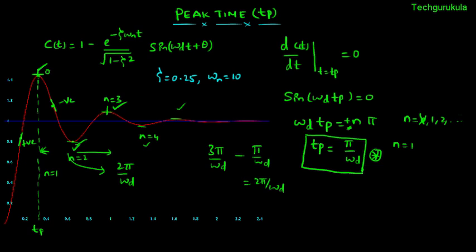For this example of zeta equals 0.25 and omega n equals 10, let us find the peak time. Tp is equal to pi by omega d, which is omega n, which is 10, times square root of 1 minus zeta square, which is 1 over 16. If you find this value, this is 0.3245 seconds. If you see here, when we projected, this is somewhere close to that value, 0.32.